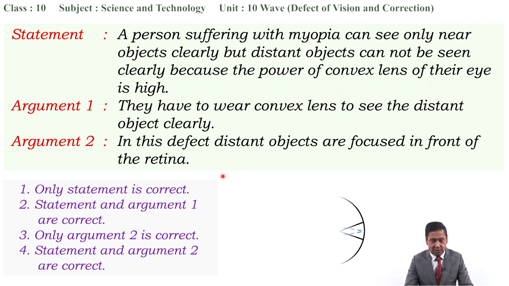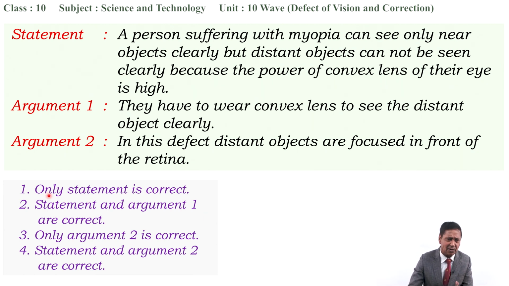Yes, now I want to remove this diagram. But here look at this, only the statement is correct is written. Maybe argument 1 or 2 is correct. That's why this option is suspended, may be correct, may not be correct. Later we'll come back to this.